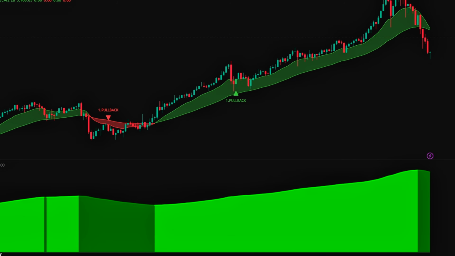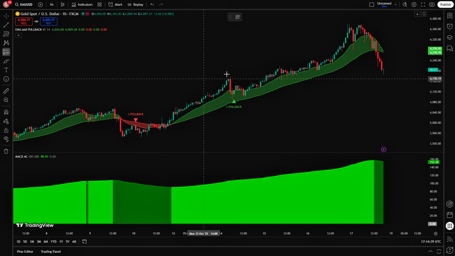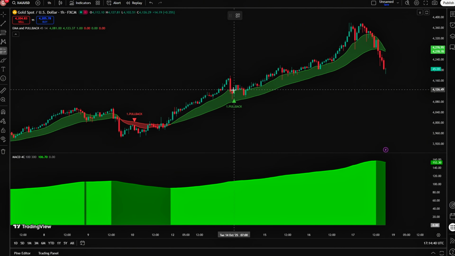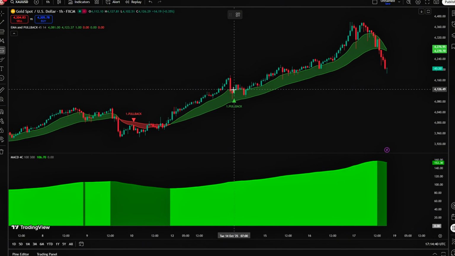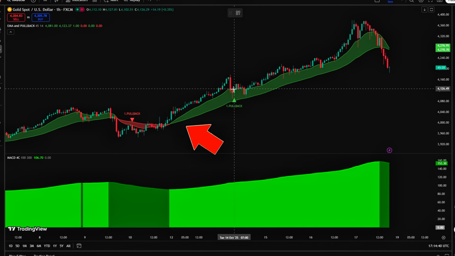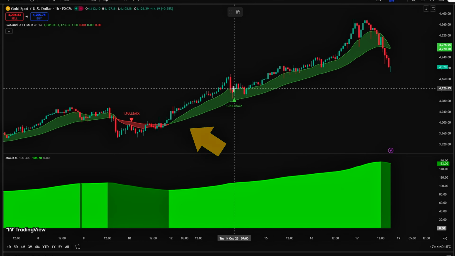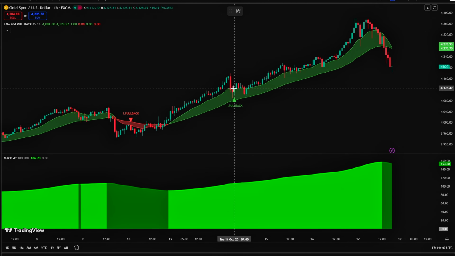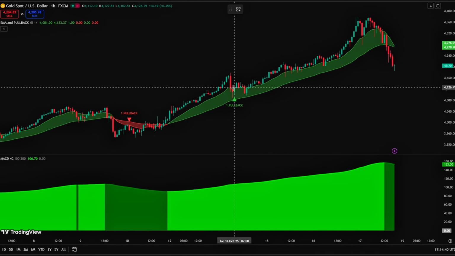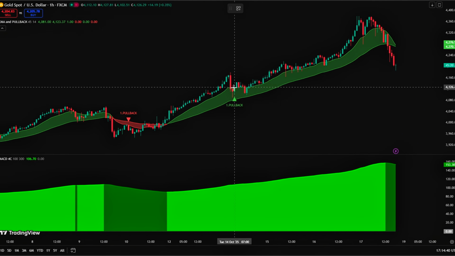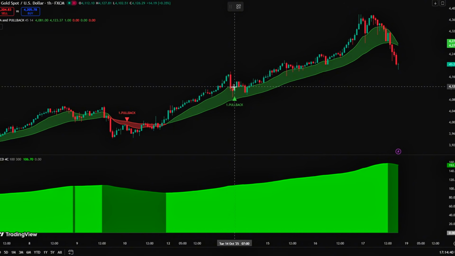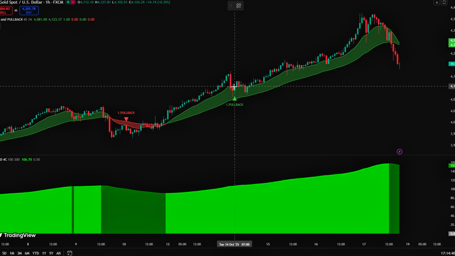Buy setup conditions. For a valid buy setup, all of the following must align clearly before entering a trade. 1. EMA and Pullback indicator. Price breaks above the EMA ribbon, showing that bullish strength has overtaken short-term resistance. A bullish pullback signal appears as price briefly retraces into the ribbon before continuing upward. This indicates that buyers are re-entering after a short correction, which often leads to strong continuation moves.